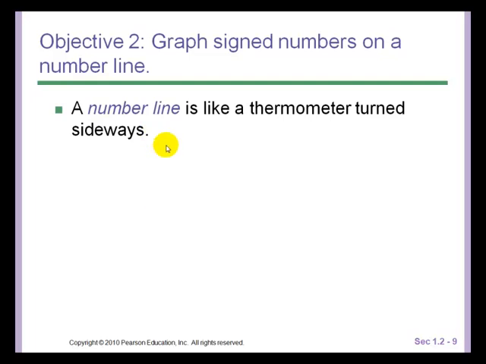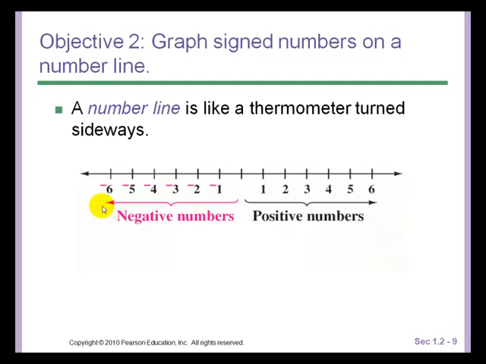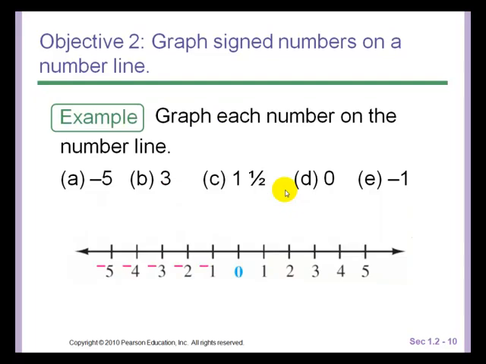Okay. A number line is like a thermometer turned sideways. So now we're getting into objective 2, graphing signed numbers on a number line. So here's our number line. Positive numbers are always on the right. Always on the right. This is not optional. Negative numbers are always on the left. 0, which as I mentioned is neither positive nor negative, is the thing that divides the number line in half. Everything to the right is positive, everything to the left is negative.